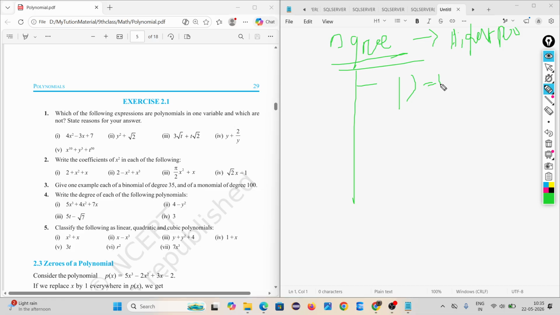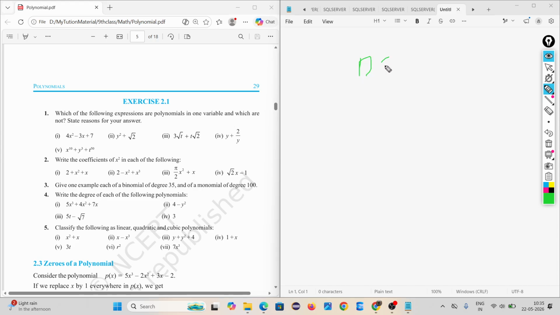If degree equal to 1, the polynomial is called a linear polynomial. If degree equal to 2, quadratic polynomial. If degree equal to 3, cubic polynomial. If degree equal to 0, constant polynomial. On the basis of this concept we completed exercise 2.1.